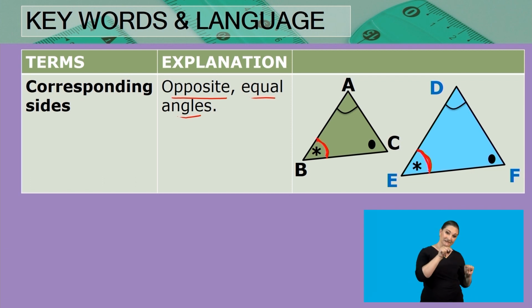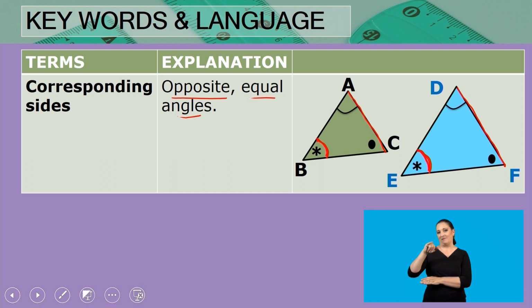Since it is also shown that angle B and angle E are equal, it would mean that AC, which is opposite angle B, and DF, which is opposite angle E, are corresponding. So AC and DF are corresponding sides.